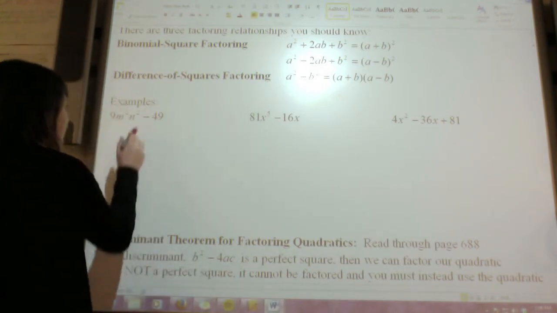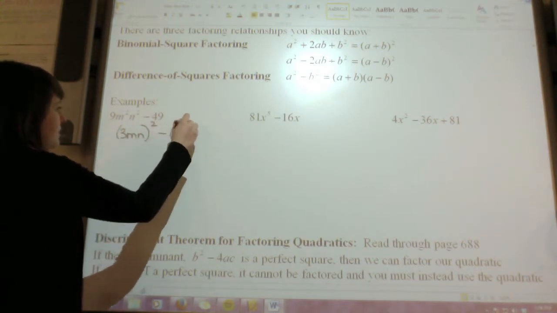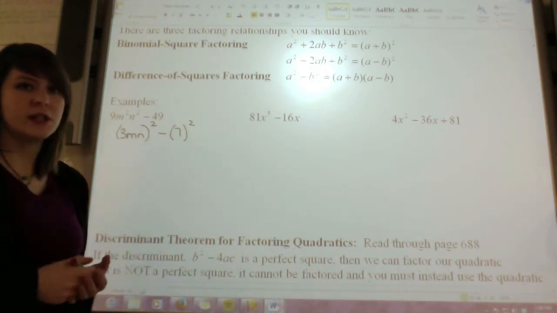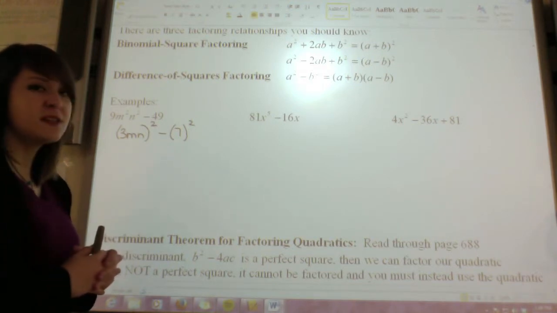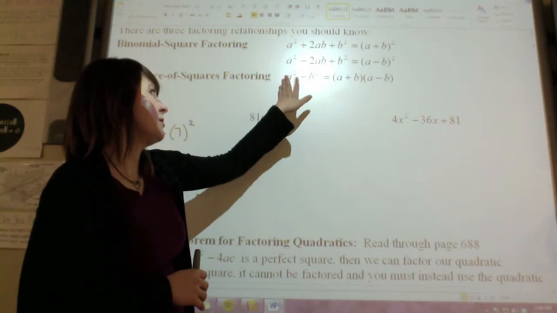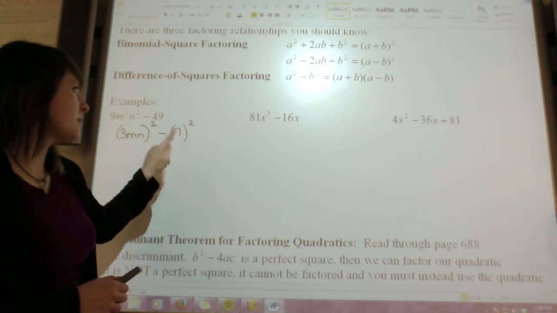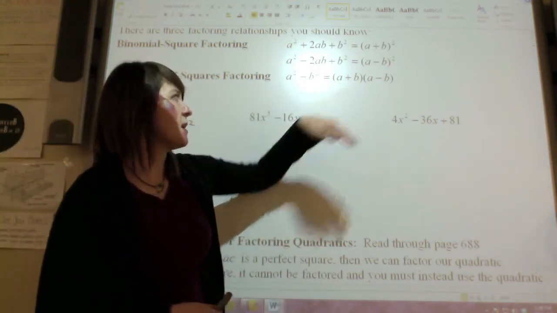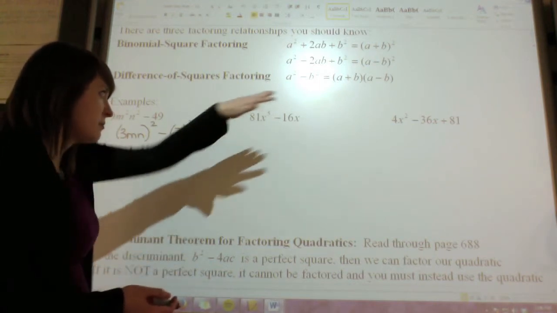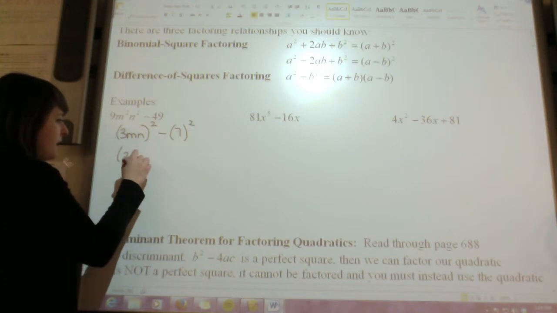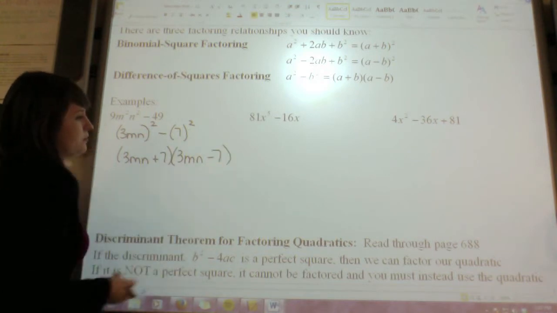So I can actually rewrite this as 3mn squared minus 7 squared. So notice that I just wrote the roots of each of those numbers to the second power. And what that tells me is what my a and b values are going to be for this formula. So now that I can write it as a squared minus b squared, I can rewrite that as a plus b times a minus b. So in other words, my a value is 3mn, my b value is 7, and I'm going to write it in that form. So I have 3mn plus 7 times 3mn minus 7.